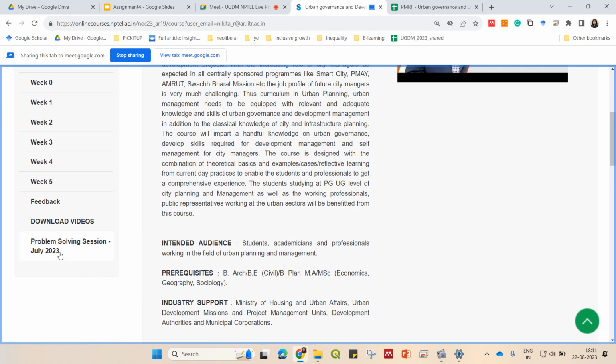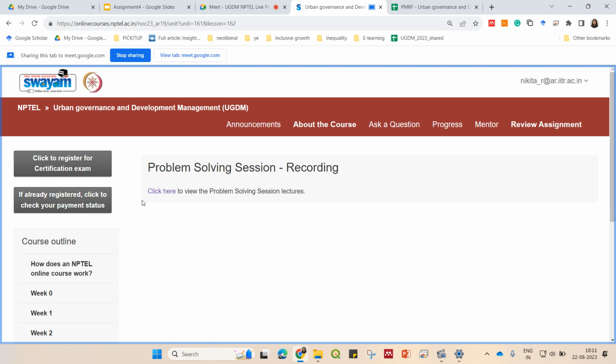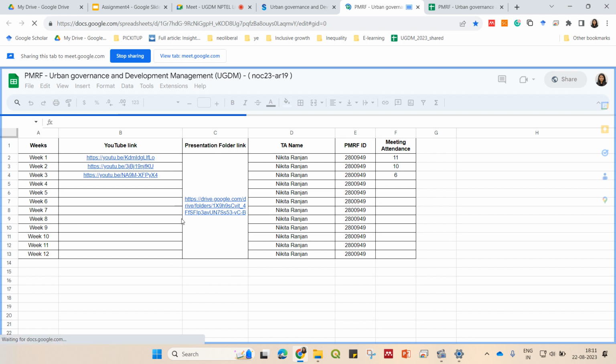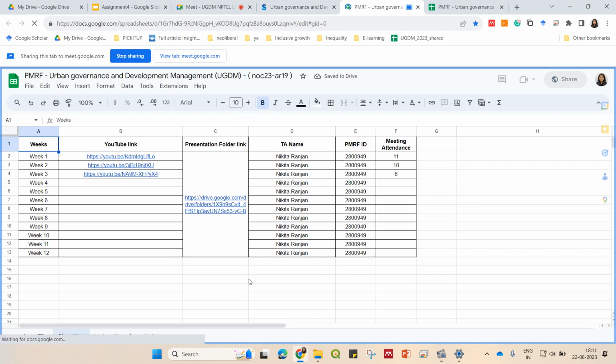At the bottom you see here you have this problem solving sessions July 2023. So you click onto this and you can see here you have problem solving session recording. You just click onto this and you will be taken to this page, and in this page you will have a link here which will take you to the problem solving session lecture. If you click this link, you'll come to this page. So this is a shared Excel sheet in which you'll have links to the YouTube videos of each week.